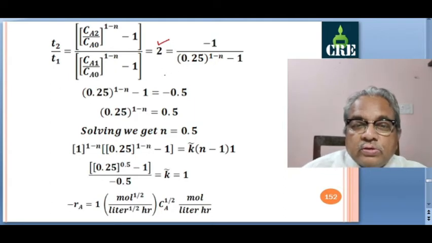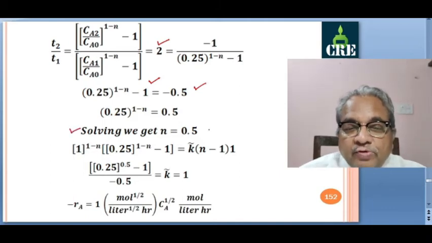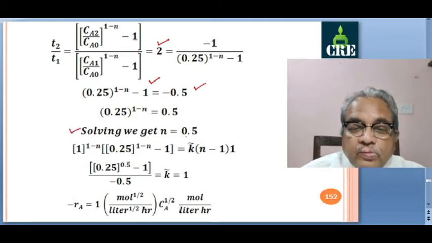Okay, so if you transfer on this side, 0.25 raised to 1 minus n minus 1, and this 2 is transferred on this side, minus 1 by 2 is minus 0.5, or 0.25 raised to 1 minus n is 0.5. So you solve this, you obtain n is equal to 0.5 or 1 by 2.